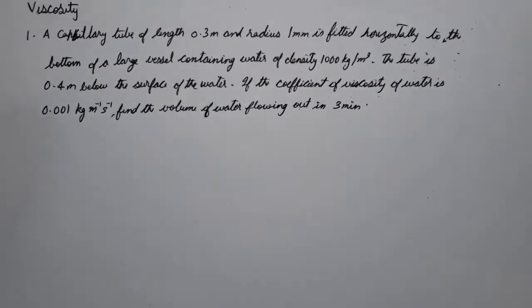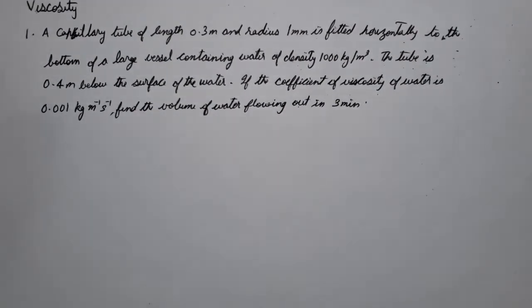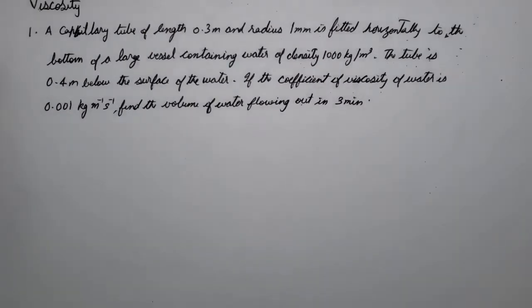A capillary tube of length 0.3 meter and radius 1 millimeter is fitted horizontally to the bottom of a large vessel containing water of density 1000 kg per meter cube. The tube is 0.4 meter below the surface of water. The coefficient of viscosity of water is 0.001 kg per meter per second. Find the volume of water flowing out in 3 minutes.